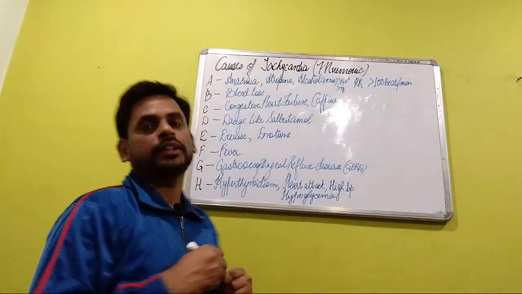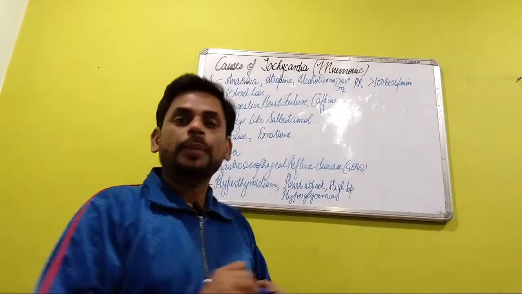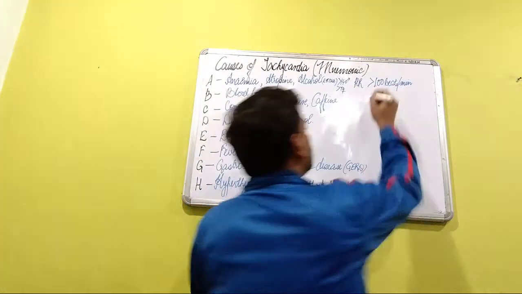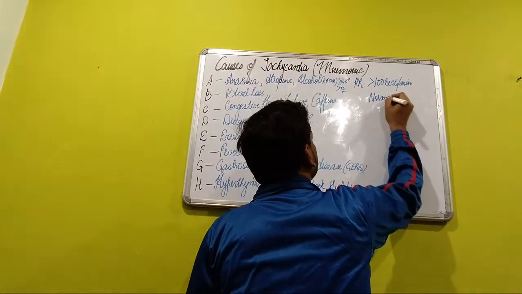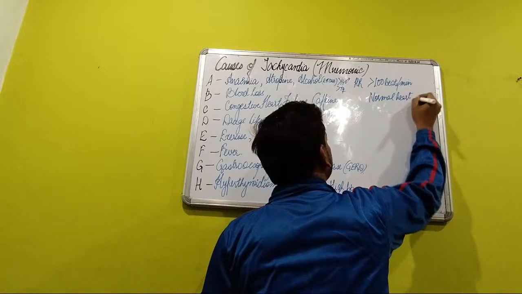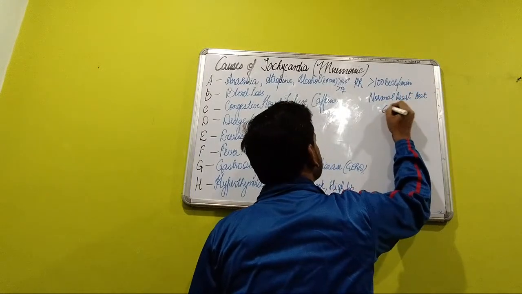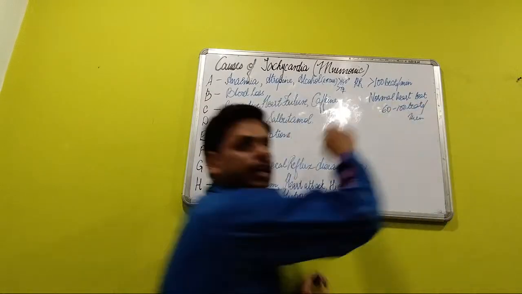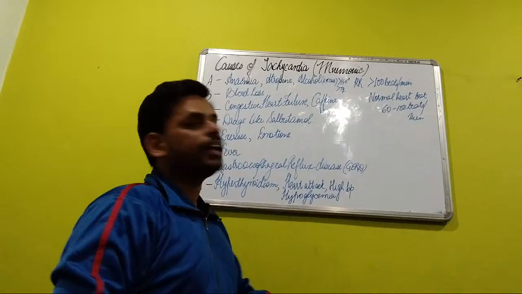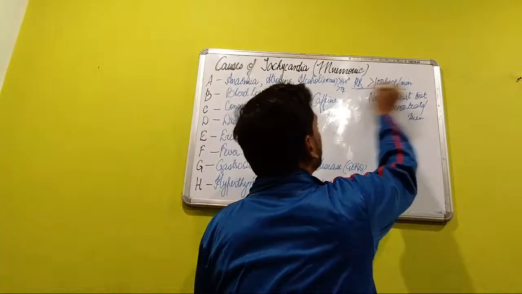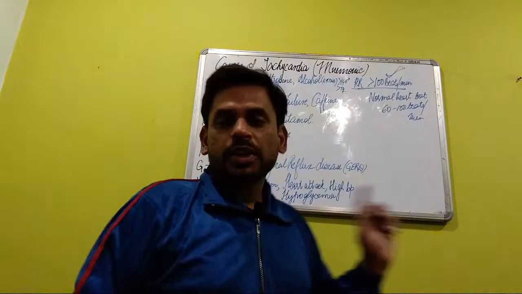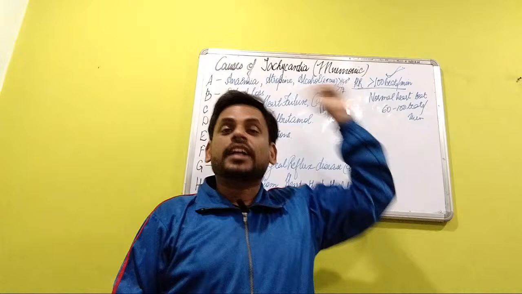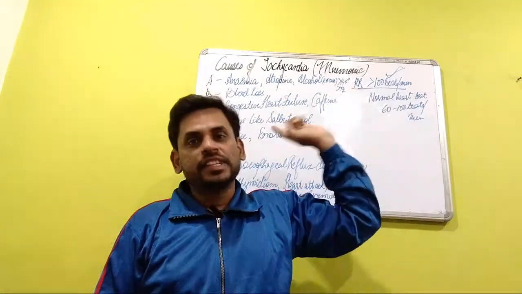Students, beginning with the normal heart rate in an individual, in a human being, the normal heart rate is somewhere around 60 to 100 beats per minute. But in conditions of tachycardia, the heart rate is going to be above 100 beats per minute. Viewers, do remember, if the heart rate rises above 100 beats per minute, the condition is called tachycardia, which is increased heart rate.